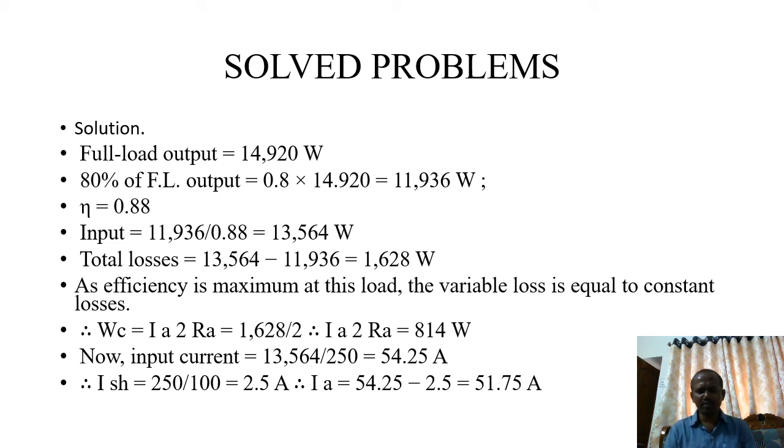Therefore, the shunt field current is 2.5 ampere. IA is equal to 54.25 minus 2.5, which is equivalent to 51.75 ampere current. So what is the armature current? 51.75 ampere. Right? The solution.